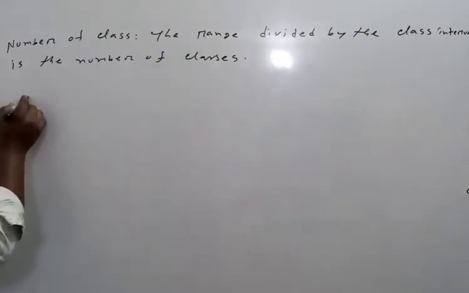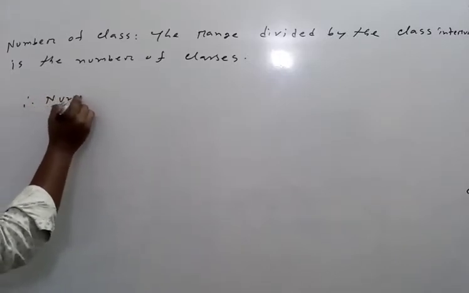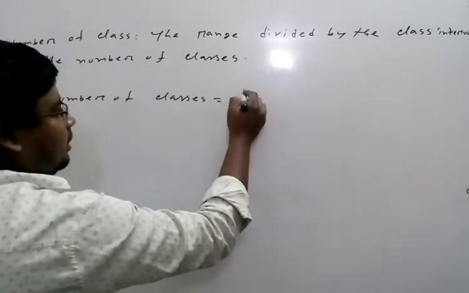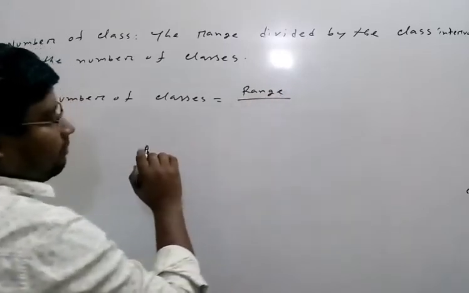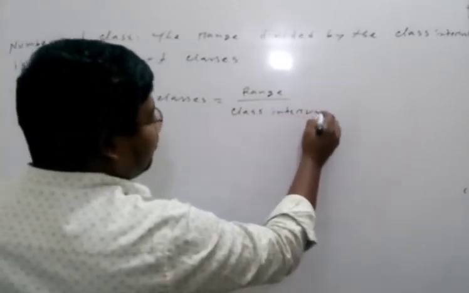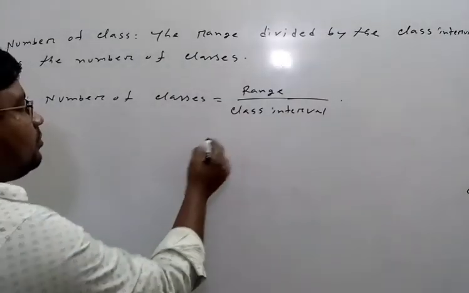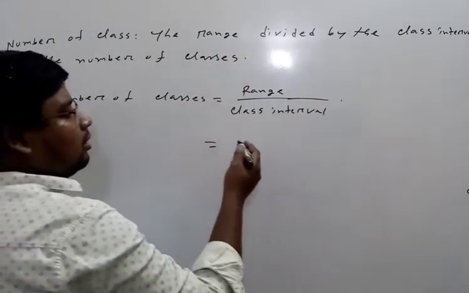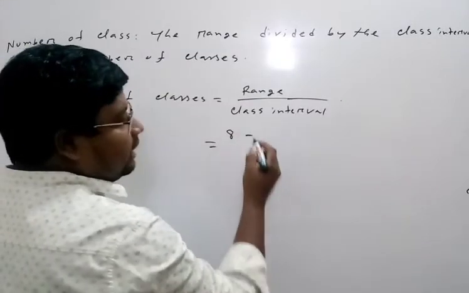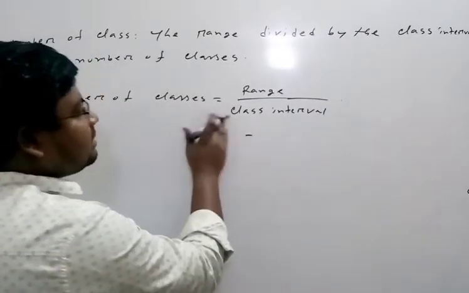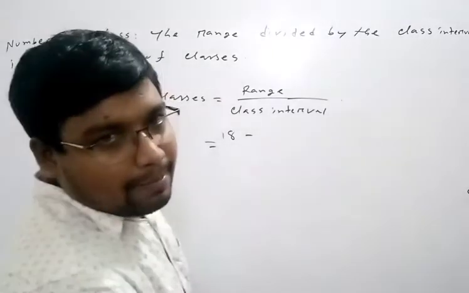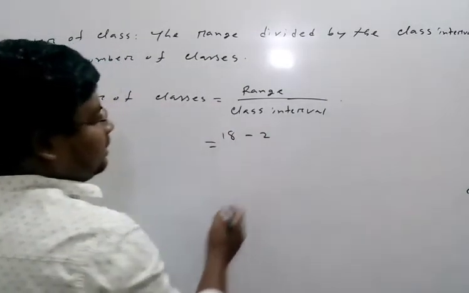Suppose, therefore, number of classes equals range divided by class interval. Understand? Look at me. Suppose the lowest age of a student is 8 years and the highest age of a boy is 18 years and the lowest age of a boy is 2 years. Clear?